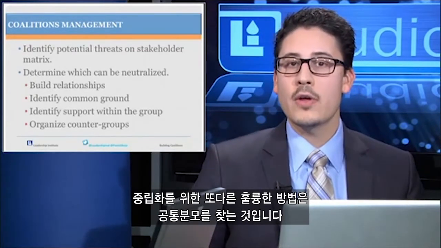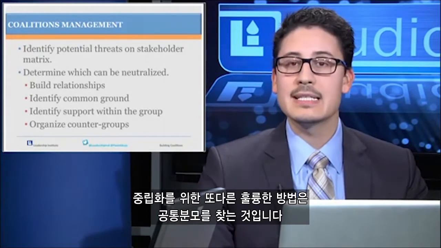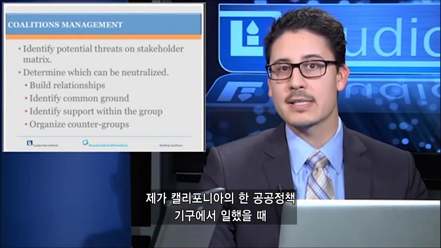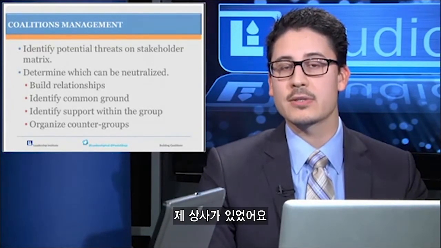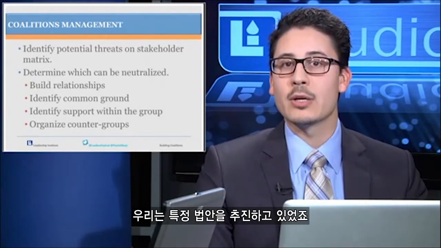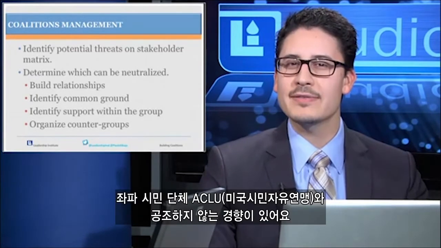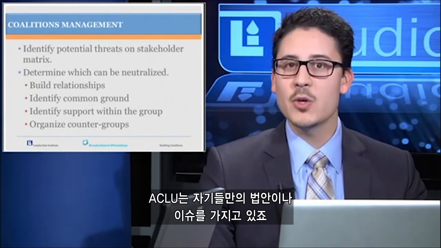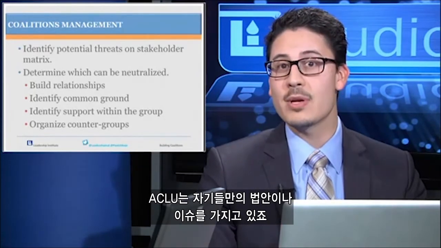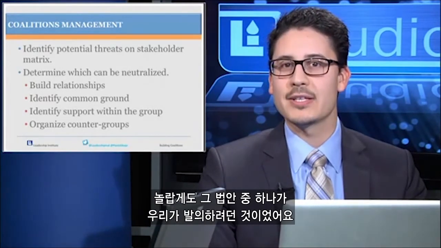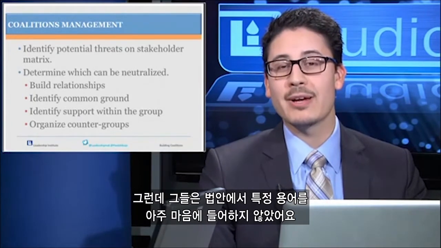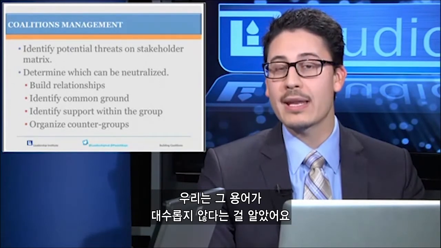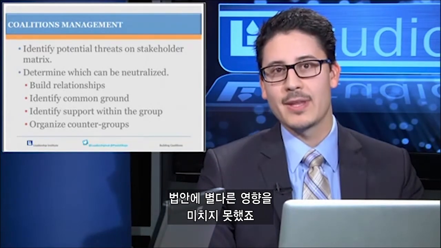Now, another great way of neutralizing individuals is identifying common ground. Perfect example of this, when I worked for a public policy organization in California, we were working on a particular bill. Now, you're not going to believe it. Conservatives tend not to align with the ACLU. But the ACLU had an issue with one of the bills that we were sponsoring during the legislative cycle. They weren't too thrilled about certain language. We knew that the language carried almost no weight, had no effect on the bill whatsoever. So what did we do?